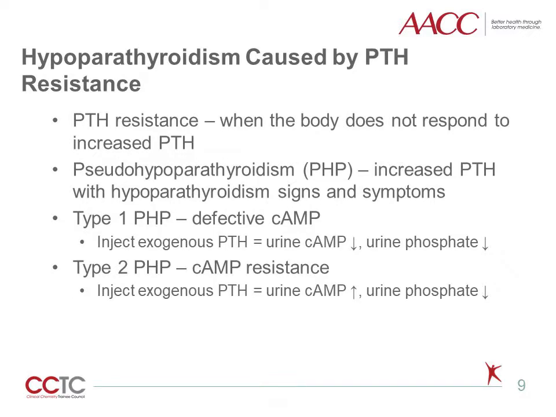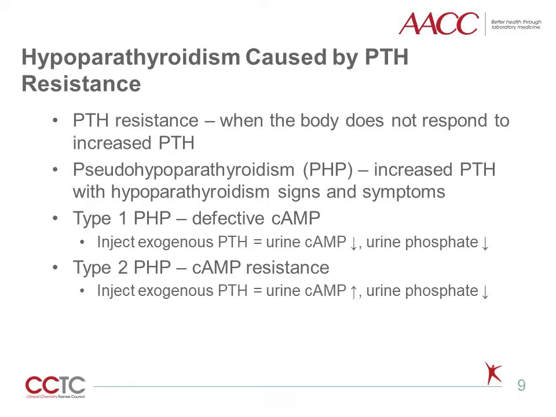PTH resistance is a type of hypoparathyroidism in which the kidneys and skeleton fail to respond to increased PTH levels. Therefore, a patient with PTH resistance often has hypocalcemia, hyperphosphatemia, and PTH concentrations above the reference interval. Because the disorder has the features of hypoparathyroidism, but with increased PTH concentrations, PTH resistance is also known as pseudo-hypoparathyroidism, or PHP. Type 1 PHP is caused by a deficient cyclic AMP response to increased PTH. Type 2 is caused by a defect in the cell's response to cyclic AMP, also known as cyclic AMP resistance.